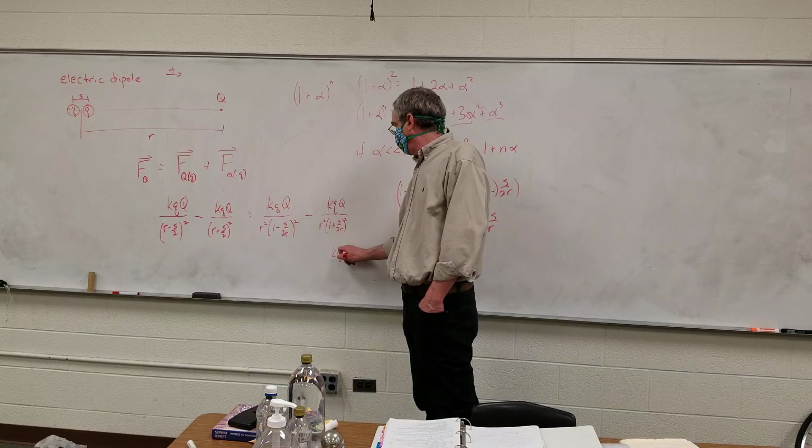Did I lose the minus sign at all? Let's see. That's right. Okay, so we're good. So we got 2k big Q little q s over r cubed. It is a positive value, assuming that little q and big Q are both positive, and so that means that the force is in the positive direction, or to the right, the way I've drawn it.